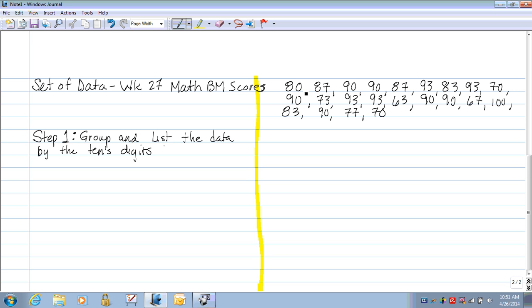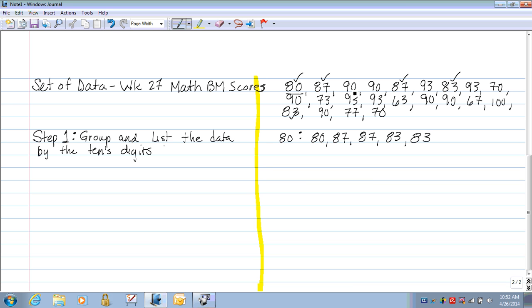We are going to look at our first number, and our first number is 80. So if I have 80s, let's find all the 80s. I have an 80. I have an 87. I have another 87. An 83. Another 83. And I believe that's it for the 80s.